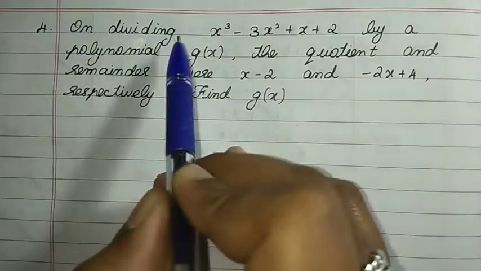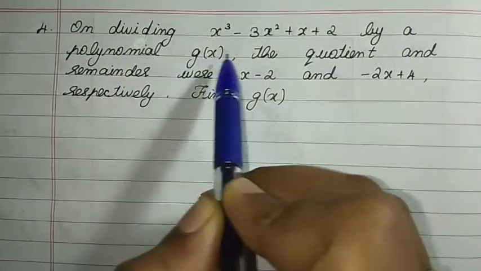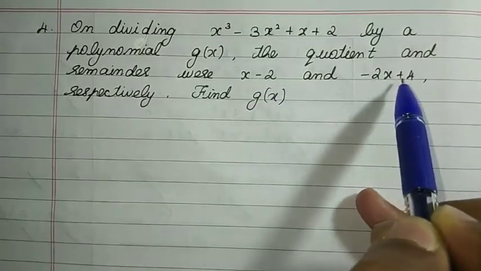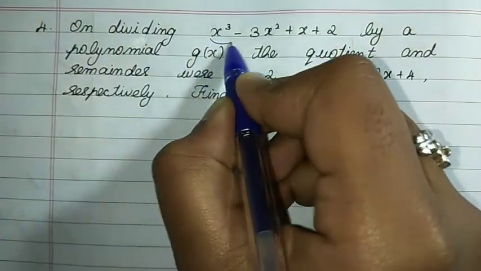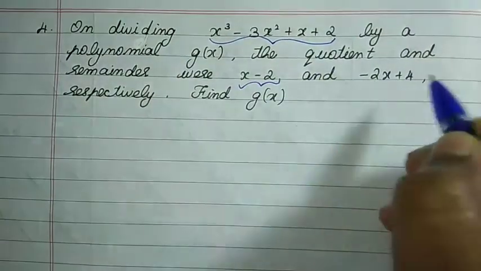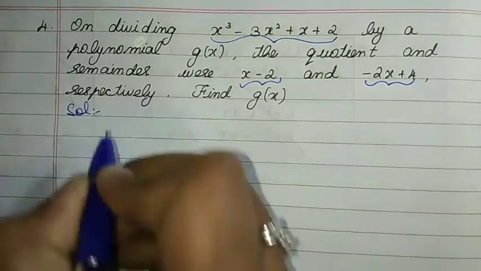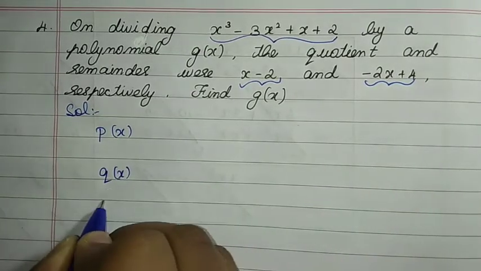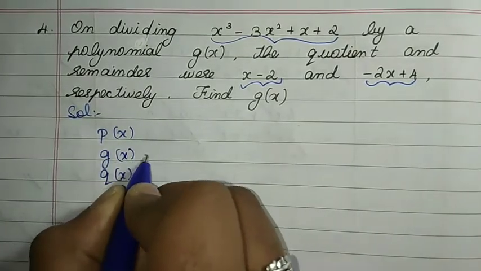Question 4. On dividing x cube minus 3x square plus x plus 2 by a polynomial g of x, the quotient and the remainder were x minus 2 and minus 2x plus 4 respectively. Find g of x. So, a polynomial is given, and the quotient q of x is given and r of x is given. That is the solution. P of x, q of x, and r of x are given. Now we have to find g of x.